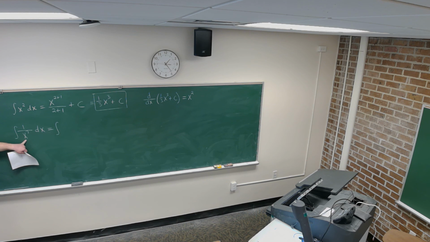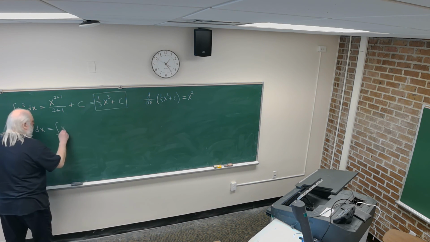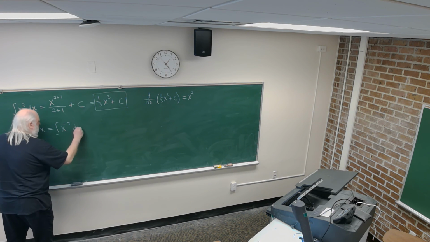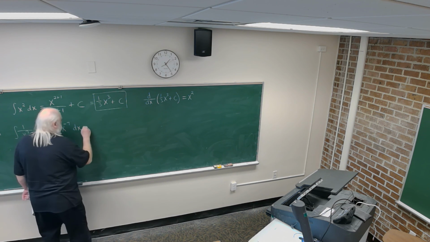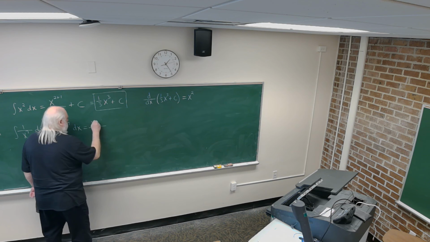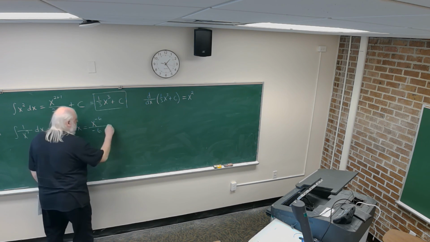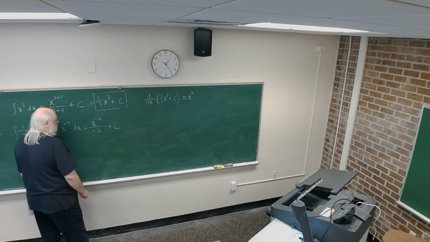X to the negative 7? Yep, that's correct. 1 over x to the plus 7 is equal to x to the minus 7. And now you can use the power rule, right? So n is equal to minus 7 in this case. And so you add 1 to the exponent, you get minus 6, and you divide by minus 6, plus c. Okay.